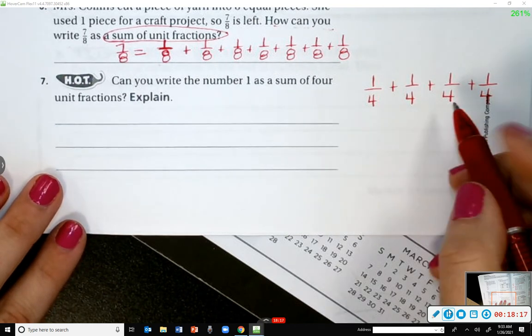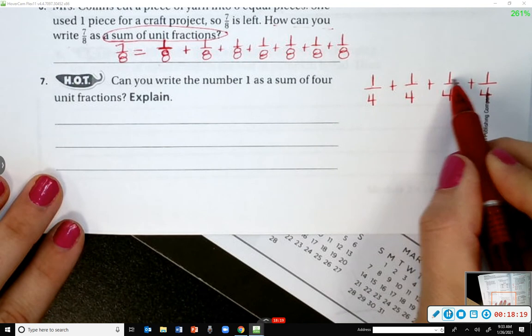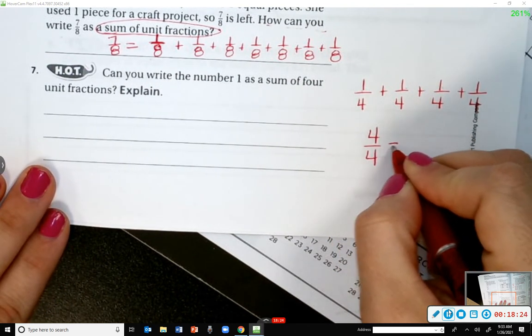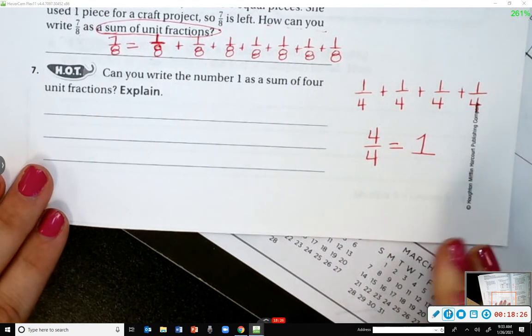So now we need to add these up. What's 1 plus 1 plus 1 plus 1? 4/4. Good. So 4/4 is the same as the number 1, or 1 whole.